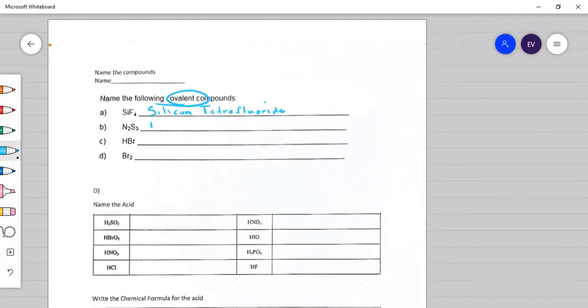Okay, this is dinitrogen trisulfide. You don't have to capitalize these. I'm just capitalizing so you can see where the prefix ends and begins, so you know exactly how many you're supposed to put. This one is hydrogen monobromide.